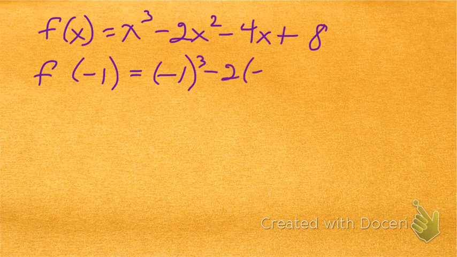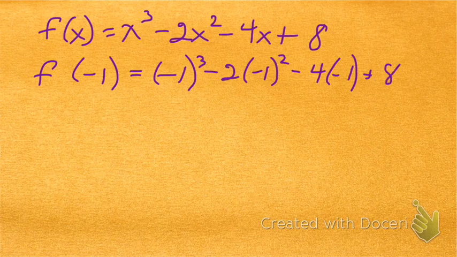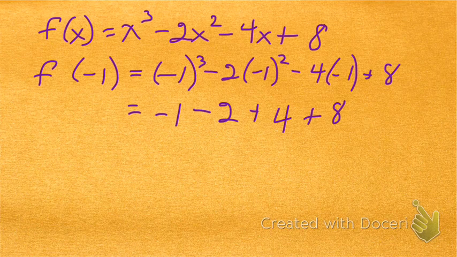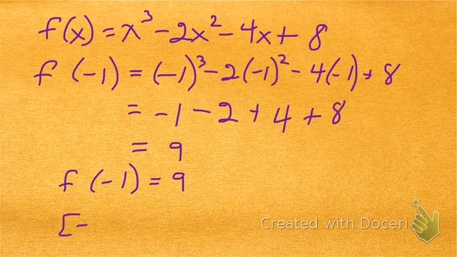Cube negative 1, negative 2 times the square of negative 1, negative 4 times negative 1, plus 8. This is negative 1. This double negative turns positive. However, there's another negative right there. So I got negative 2, double negative makes positive 4, positive 8. When we put all this together, we've got 9. So we'll hold on to that: f of negative 1 is 9. We're looking for maximum and minimum points, but only on the interval negative 1 to 3.